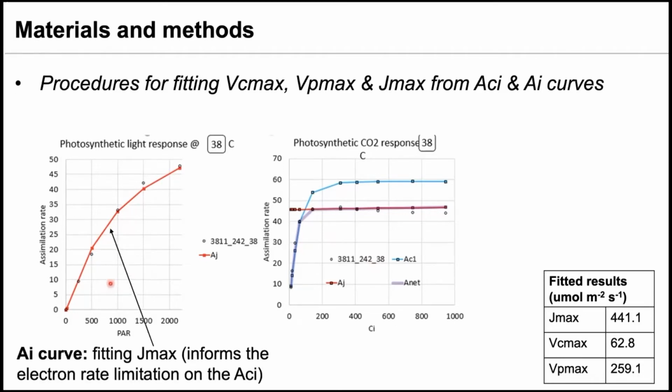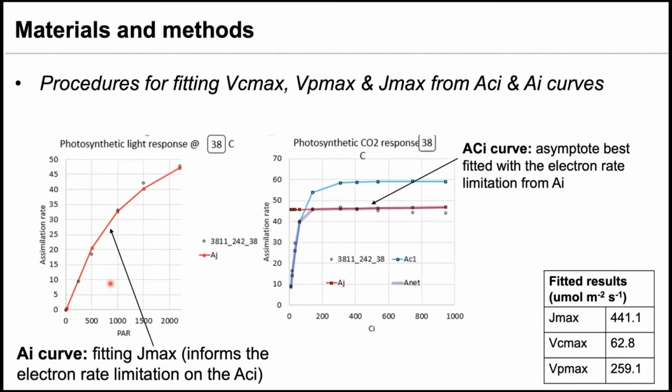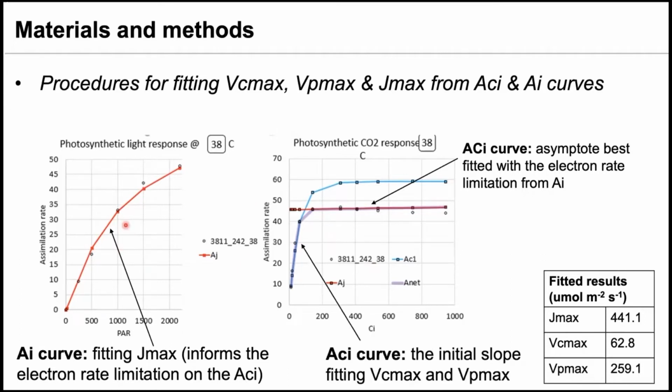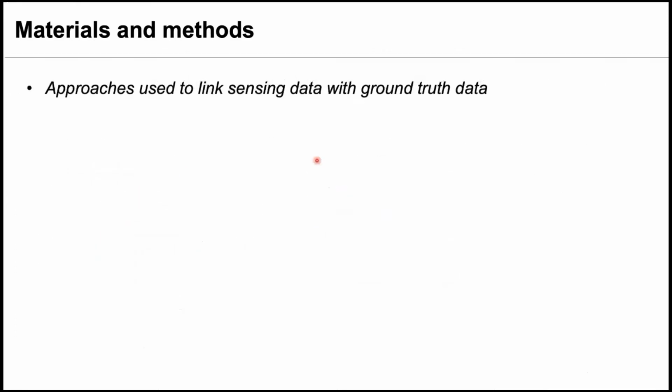From the A-I curve, we can see Jmax, which informs the electron transport limitation. And as we can see that the asymptote can be best fitted by the electron transport rate from the A-I curve, and the initial slope can give us Vcmax and Vpmax. So by combining A-Ci and A-I curves, we can fit these three photosynthetic parameters.